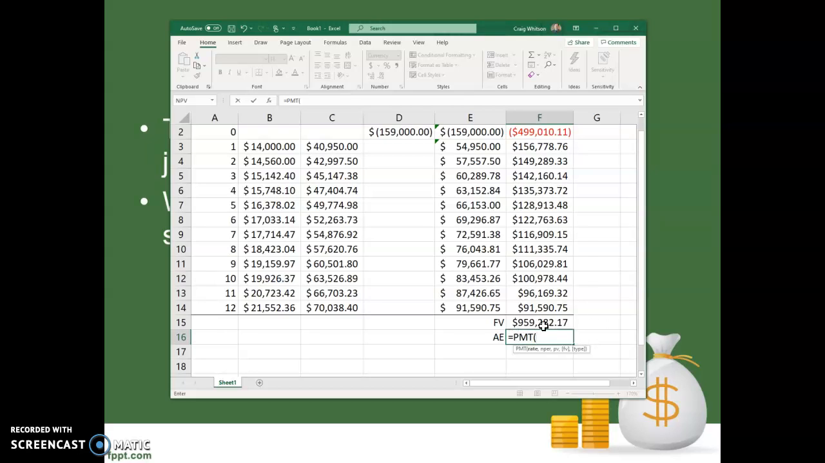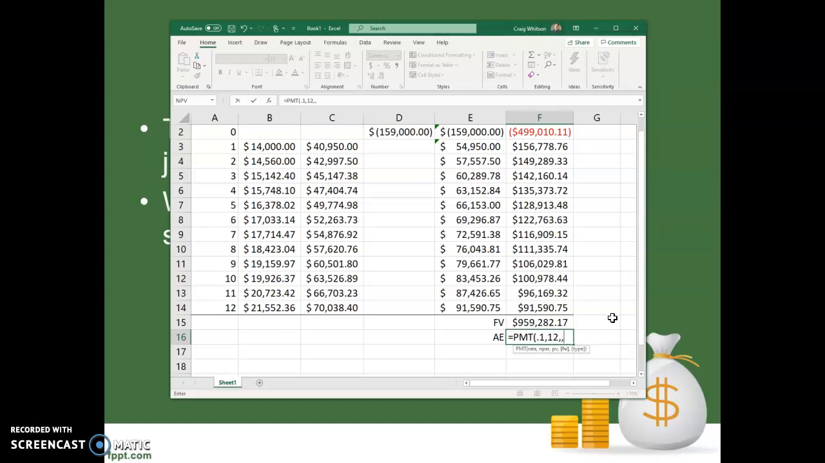This is the future value of this project. At the end of the project, that's what it will be worth. We want to take that and spread it out evenly over 12 years to find out how much it's worth per year. So we can use a payment function. Again, we're going to use that 10% rate, 0.1, or 10%. The number of periods is 12.